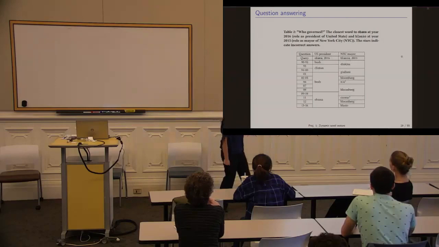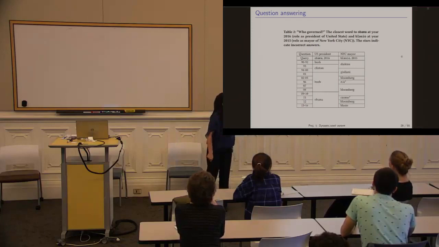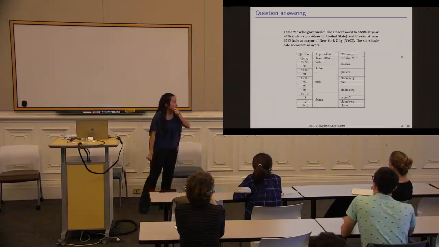We did the same thing with the New York City mayor, and we almost correctly recovered all of them. There was, in 2006, we didn't get any people's names at all, and in 2011, we got Cuomo, who is the governor of New York. So it was actually pretty close. So we were pretty surprised by this. We thought, oh, we really created something magical. We thought about it for a long time.